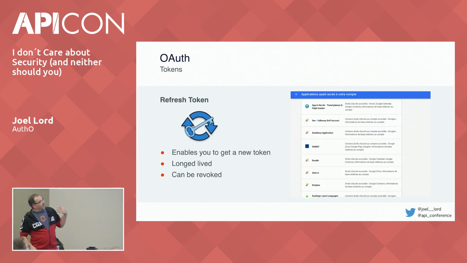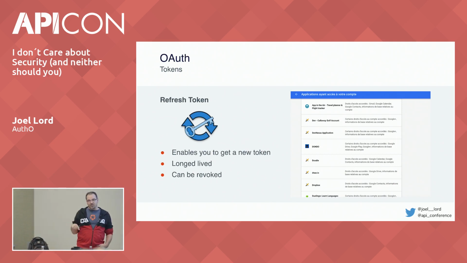This is the screen from Google. So you can see all the applications that you connected with. Whenever you do sign in with Google, you can go into Google settings. I can't remember exactly how you access it.